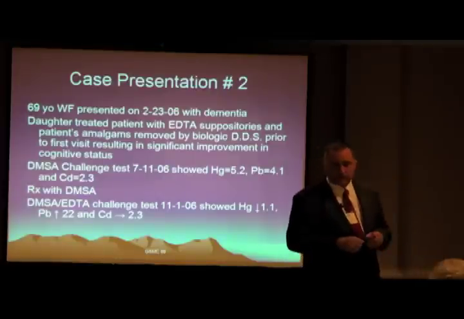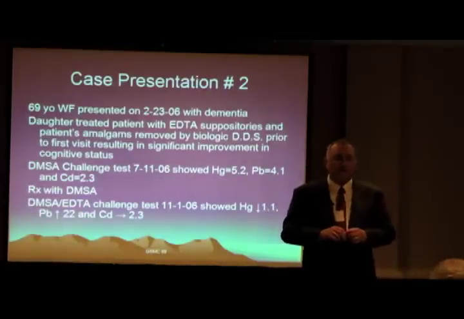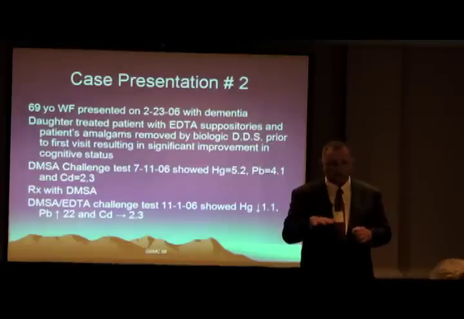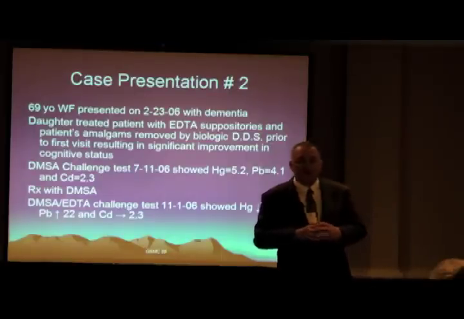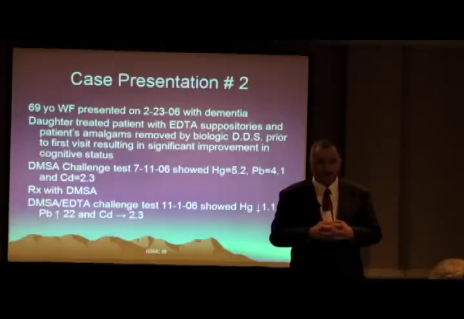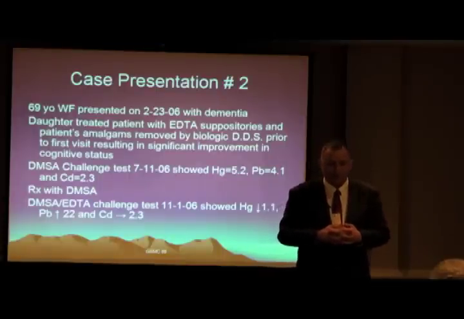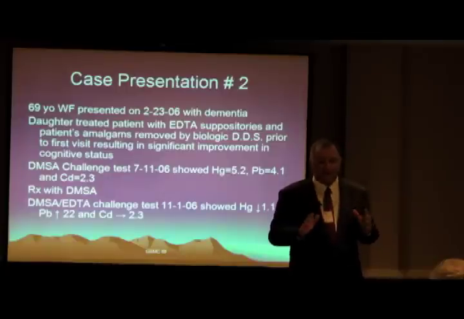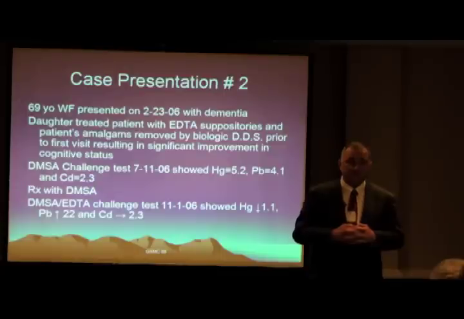The next case is a 69-year-old white female who presented to me on 2/23/06 with dementia. At the time I first saw her, her daughter had previously treated her with EDTA suppositories and had her amalgams removed by a biologic dentist prior to her very first visit, resulting in significant improvement in her cognitive status. A DMSA challenge test showed her mercury level at 5.2, lead at 4.1, and cadmium at 2.3. These are not elevated levels. And she was treated with DMSA.